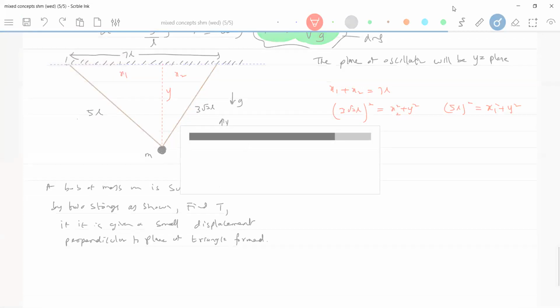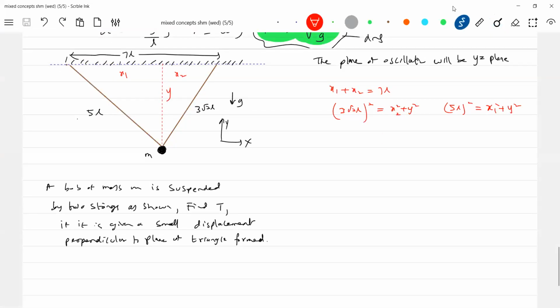Okay, now how to get x1 and x2? Solving these two. First, let me equate this one: 18L square equals x2 square plus y square, and 25L square equals x1 square plus y square. Equating these two, we get x2 and x1. Then we have one more. Solving this, we get the expression for y. Anybody, value of y? y equals 3L. Very good. So what is the time period?